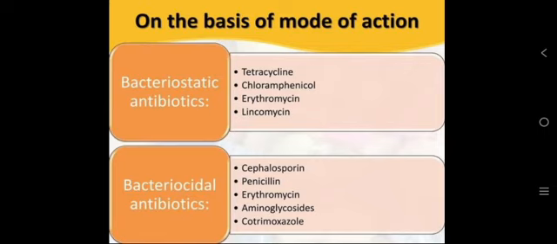On the basis of mode of action, the antibiotics are classified into two main categories. They are bacteriostatic antibiotics and bactericidal antibiotics. Examples for bacteriostatic antibiotics are tetracycline, chloramphenicol, lincomycin, etc. Examples for bactericidal antibiotics are cephalosporin, penicillin, aminoglycosides, etc.